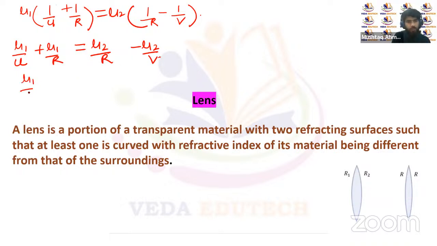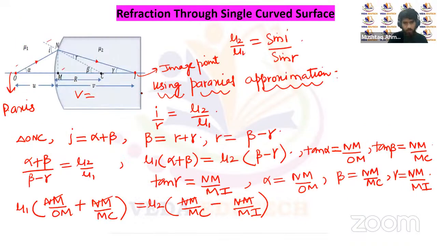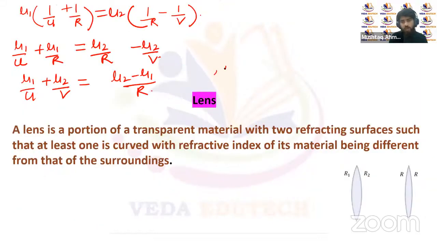So it will be mu1 upon u minus plus mu2 upon v, right? That will be equal to mu2 minus mu1 upon r. Now you can see here, taking the sign convention, the radius of curvature for this spherical surface is along the direction of the incident ray of light. So r will be taken as positive, plus r. But the object distance here will be taken as negative, minus u, and the image distance once again will be taken as positive, plus v, right?